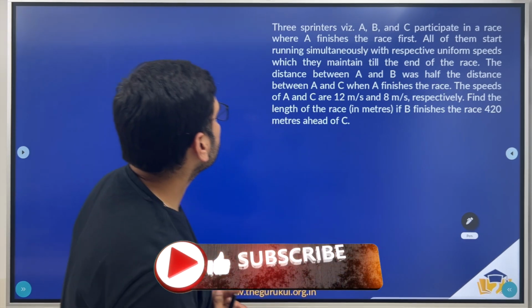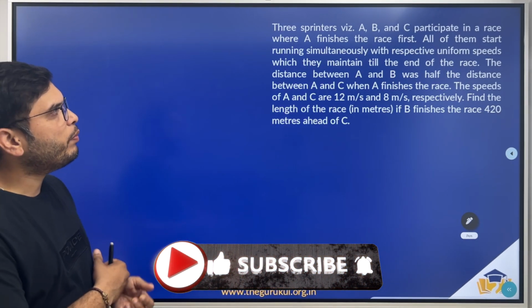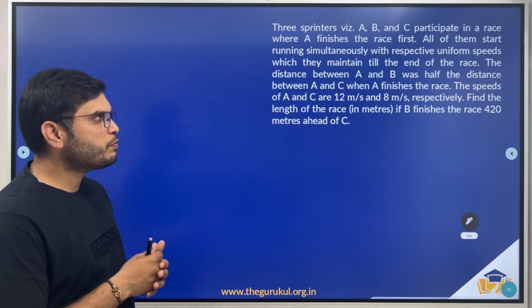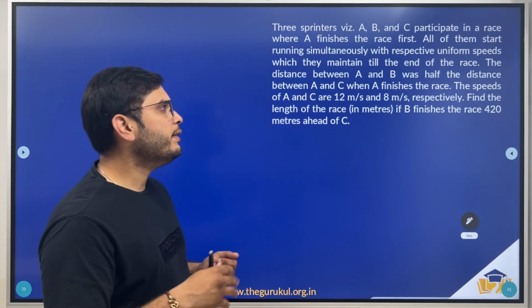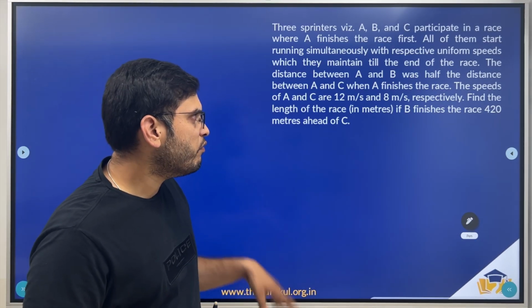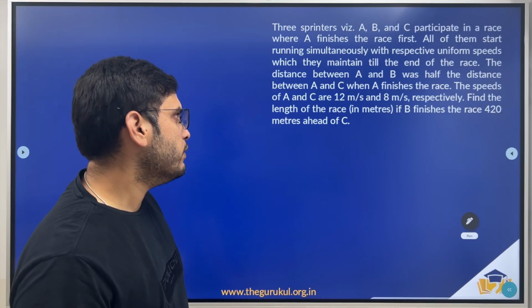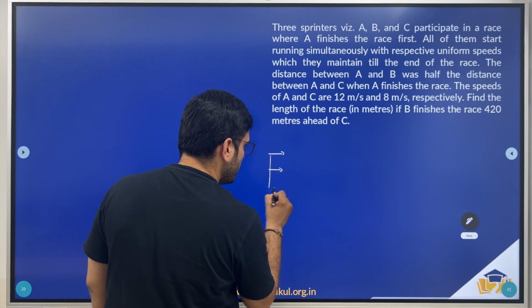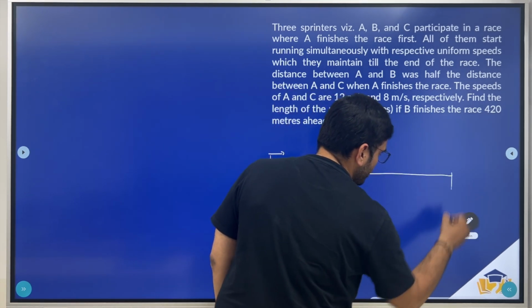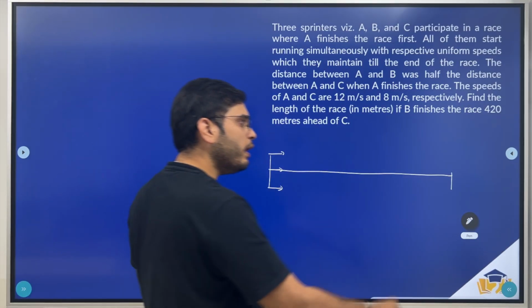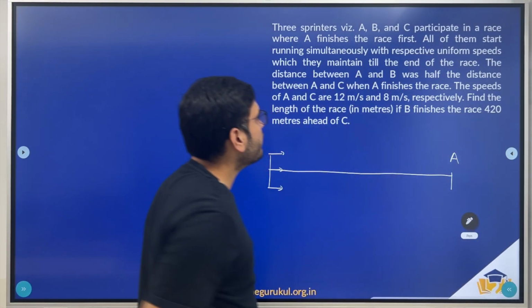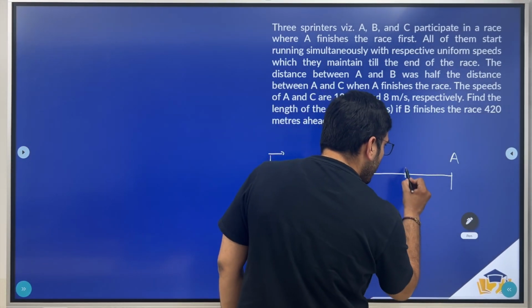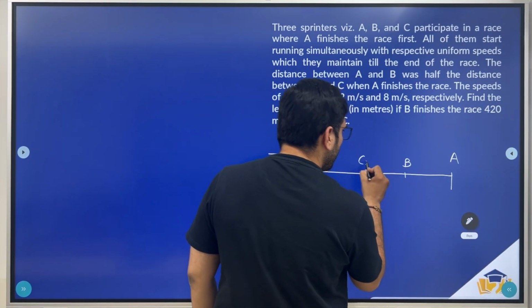Now coming to the third question: three sprinters A, B and C participate in a race where A finishes the race first. All of them start running simultaneously with uniform speeds which they maintain till the end of the race. The distance between A and B was half the distance between A and C when A finishes the race. Okay, so we have A, B and C starting from this point. Now let this be the end of the race. Right, now when A finishes the race, it is given that the distance between A and B was half the distance between A and C. So B is exactly between A and C.